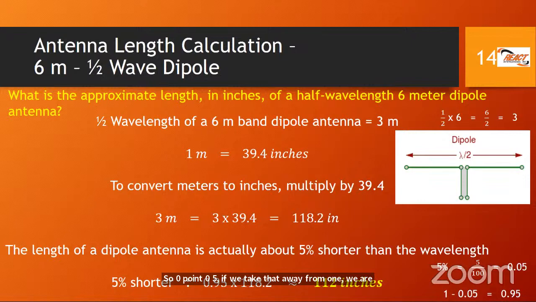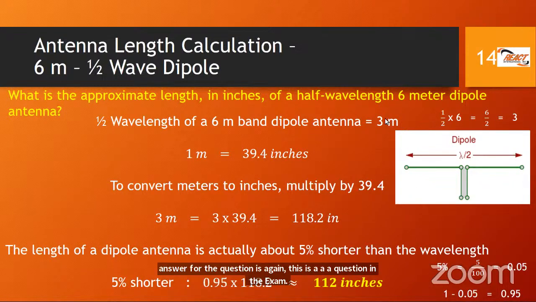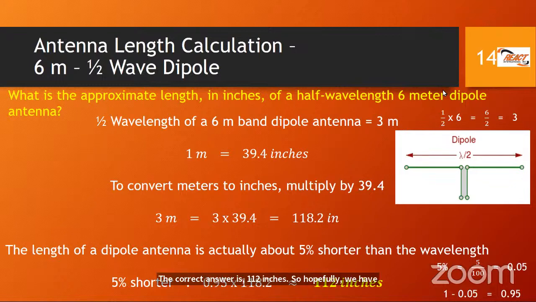So we need 95%. That's what we need to calculate. 95% is taking away 5%, or saying 5% shorter. So because we want 95% of the length, we multiply 0.95 by what we got earlier, 118.2. And we arrive now approximately at what the correct answer for the question is. And again, this is a question in the exam. The correct answer is 112 inches. So hopefully we have understood how we have turned this question into this answer.